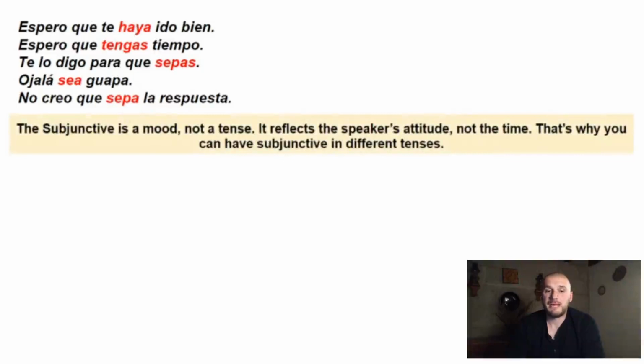The subjunctive is a mood, not a tense. That's very important, okay? It's not like past or present or future. It's not a tense. It reflects the speaker's attitude, not the time, okay? That's why you can have subjunctive in different tenses, all right? So it's not a tense, it's a mood, okay? Un estado de ánimo, un ánimo, okay? So let's have a look at what I mean.